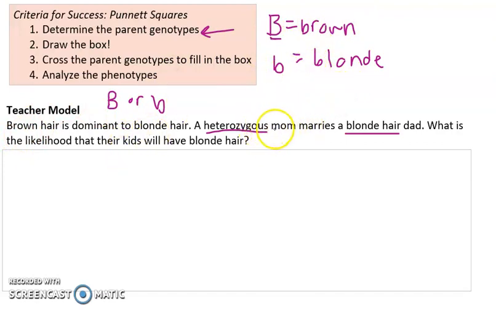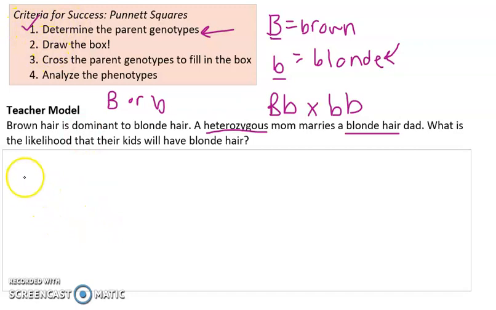So my mom is heterozygous. That means two different alleles, meaning one big B, one little b. She marries a blonde-haired dad. Because blonde is a recessive gene, the only way that it can show up is if I have two copies of the same allele. So two copies of my recessive allele, little b, little b. And these are the genotypes of my parents. Mom is heterozygous, dad is homozygous recessive, and we got that from this phenotype. So we did number 1.